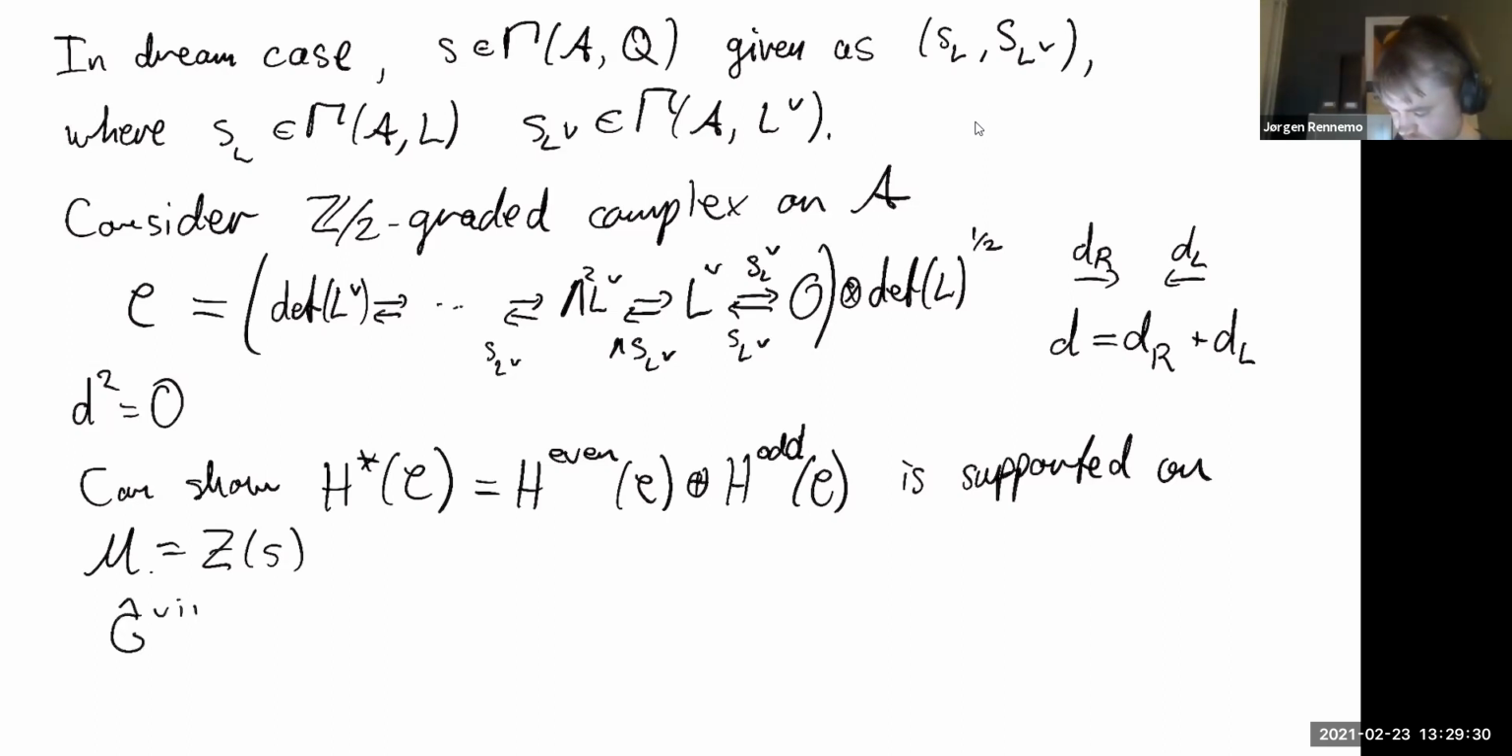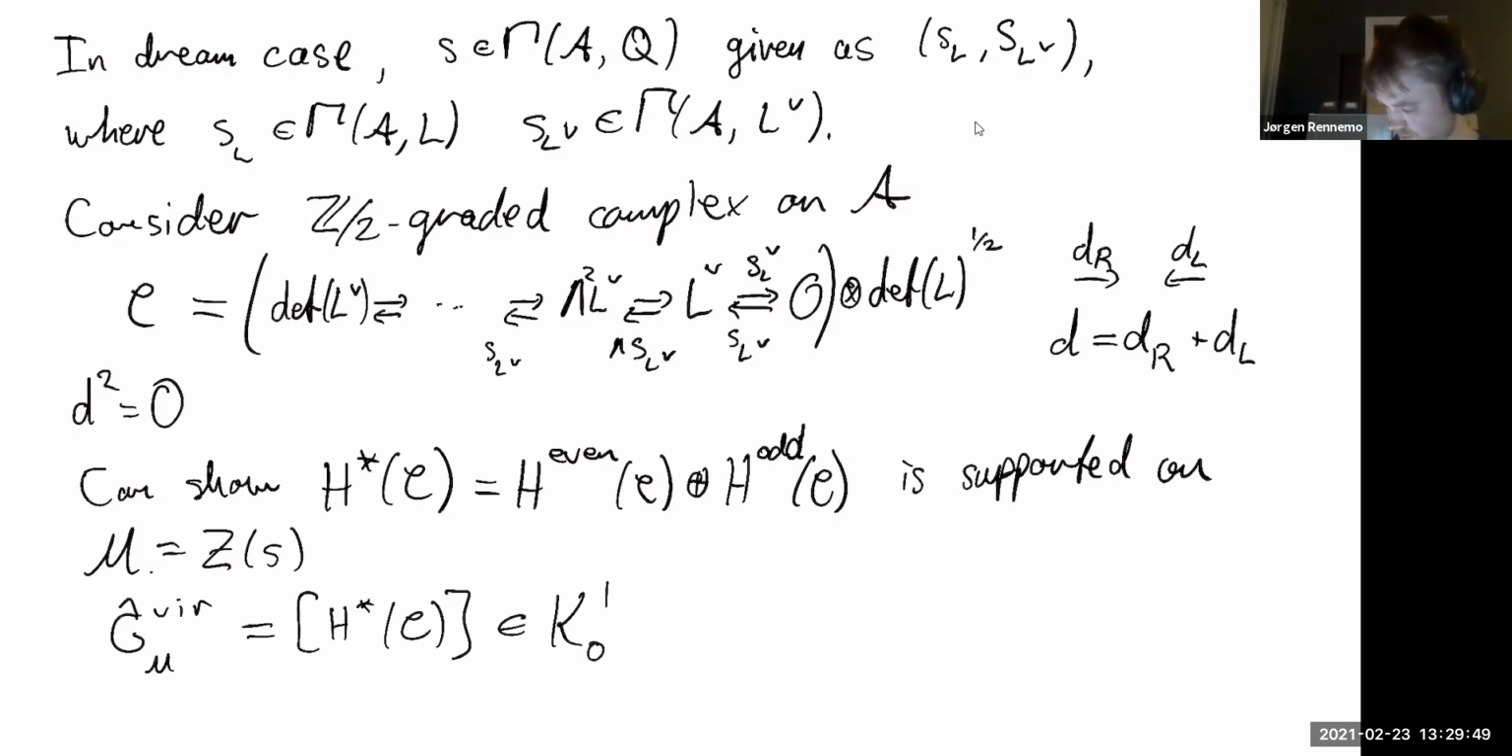Okay, so you have this Z mod 2 graded sheaf now, this cohomology sheaf, and then I claim, well, it's just a fact that you can take the symmetrized virtual structure sheaf to be the class of this thing inside the K-theory of M. Okay, so that's one way, at least, to define the symmetrized virtual structure sheaf.